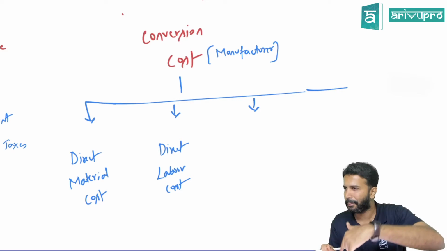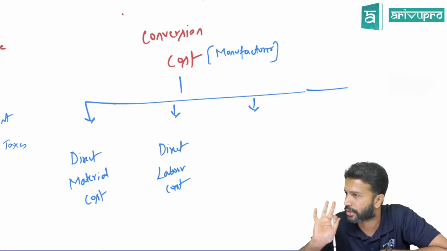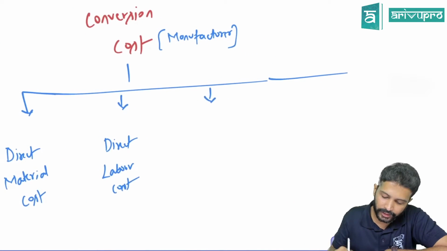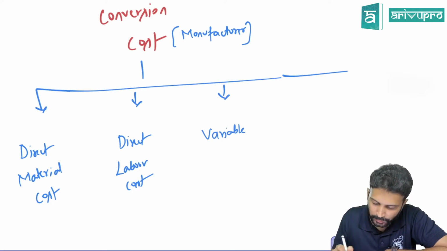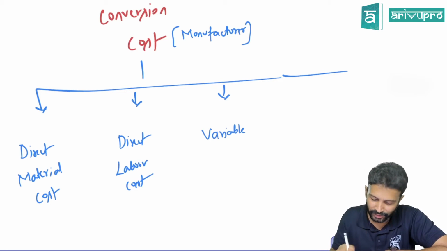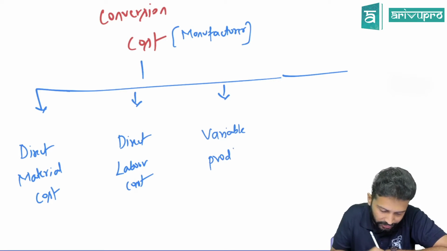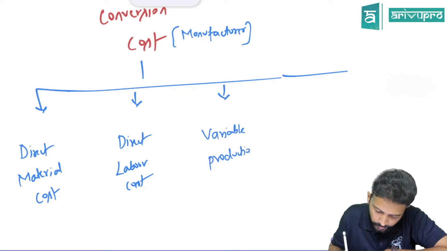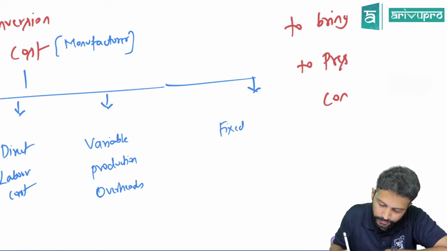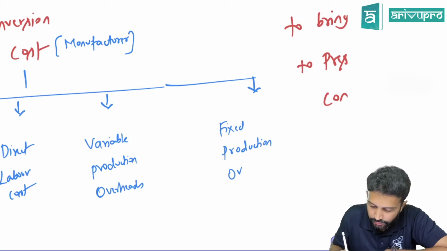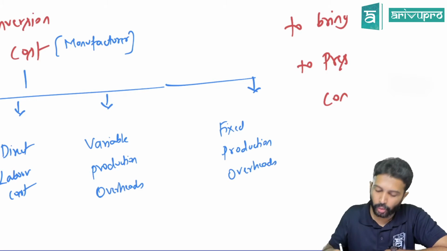For the sake of example or explanation, I'm writing it down. So direct material, direct labor. Direct expense. I just put it up here only. We're not talking about prime cost element here. Variable production overheads. And fixed production overheads.